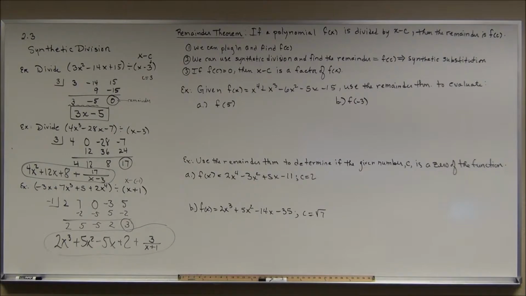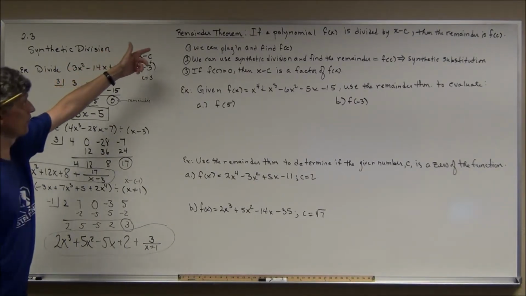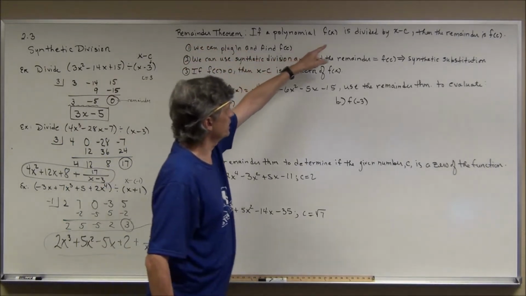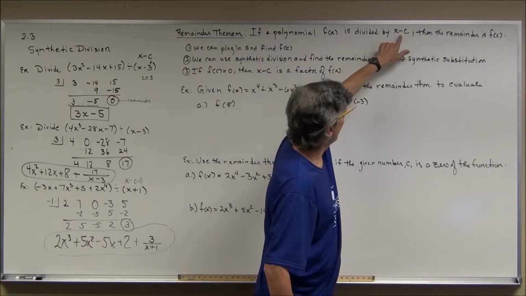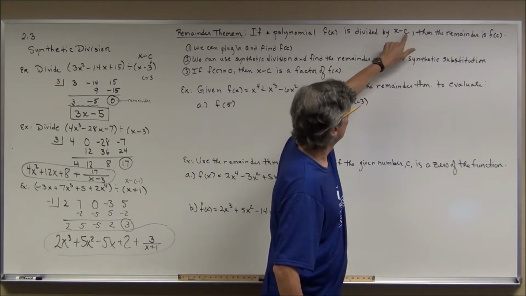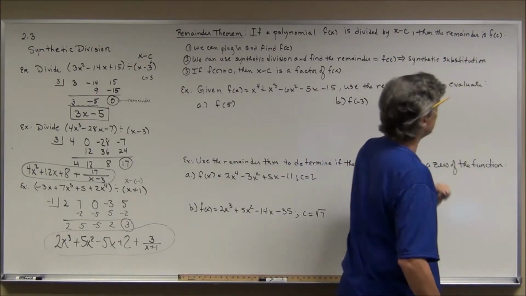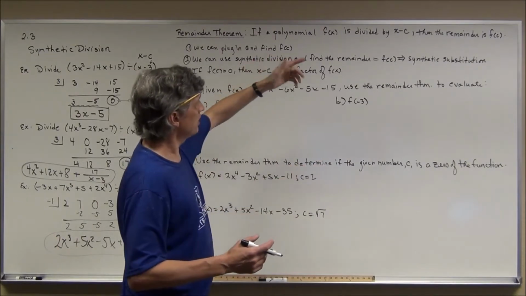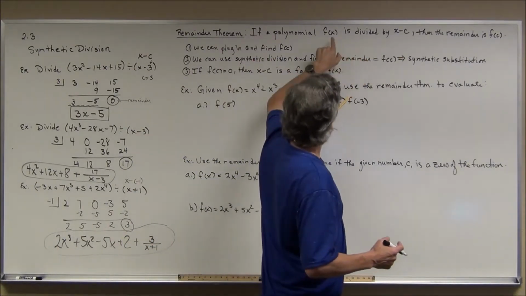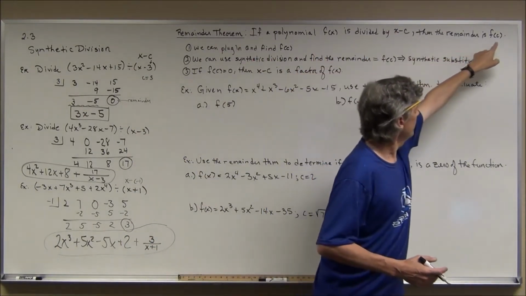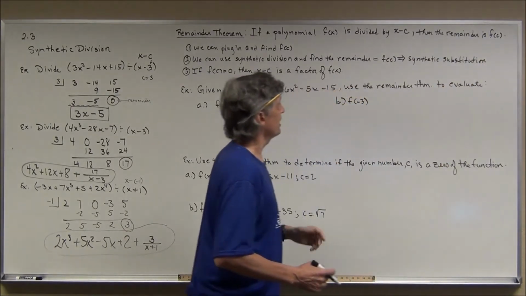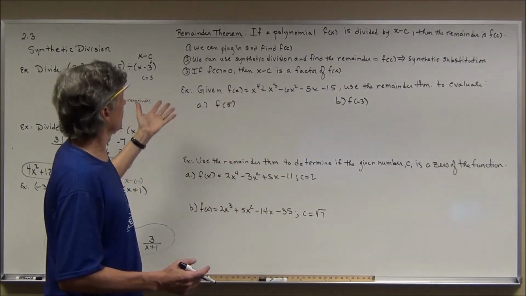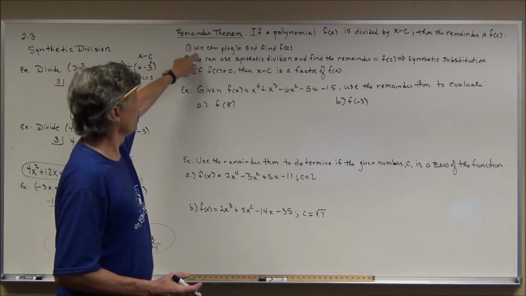And the first one that we're going to look at is what we call the remainder theorem. The remainder theorem says if a polynomial f of x is divided by x minus c, notice that form so I can use synthetic division, then the remainder is f of c. This is kind of cool. This says if I plug whatever this number is into here and evaluate f of c, that's the remainder of my division.